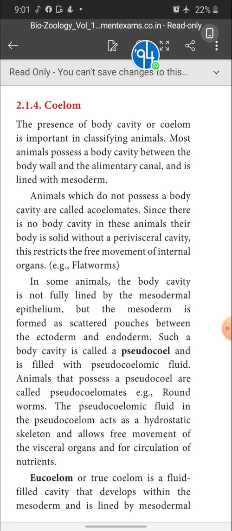In some animals, the body cavity is not fully lined by the mesodermal epithelium. Body cavity is present. It is not solid. Body cavity is present, but it is not lined with what? Mesodermal epithelium.